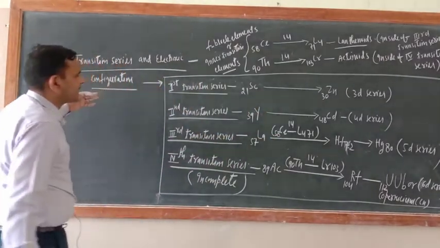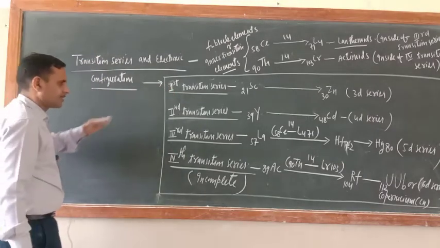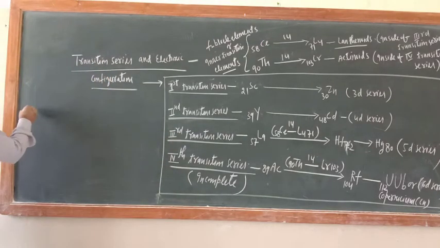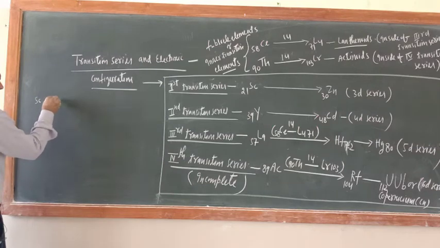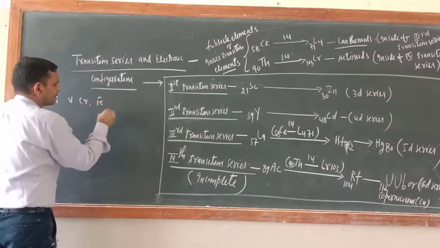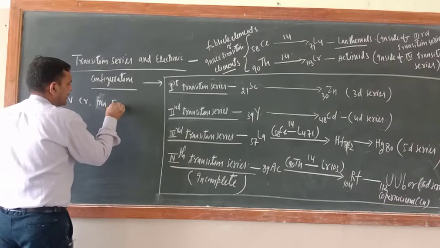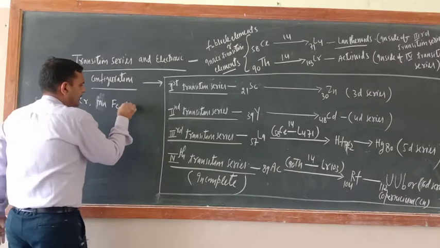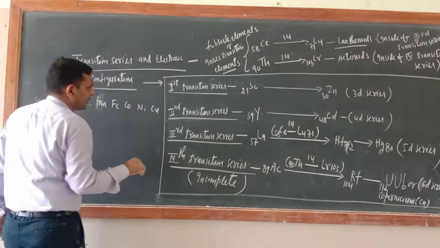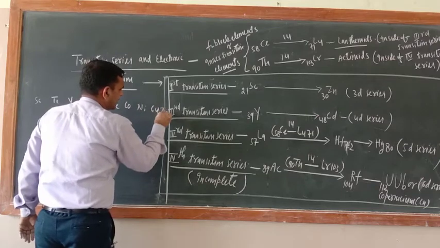Now see the electronic configuration. I will deal with the first transition series; subsequently, you will add the others, no problem at all. Scandium, titanium, vanadium, chromium, manganese, iron, cobalt, nickel, copper, then zinc, Zn, is there.